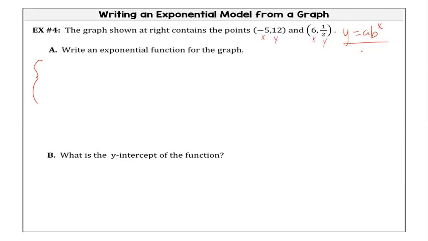To create our systems, we're going to be using our given x and y's from our table, our graph, and we're going to substitute them in for x and y in our standard equation. So our first equation is: y is 12 equals a times b to the -5.